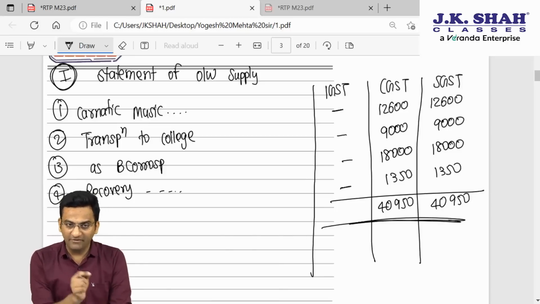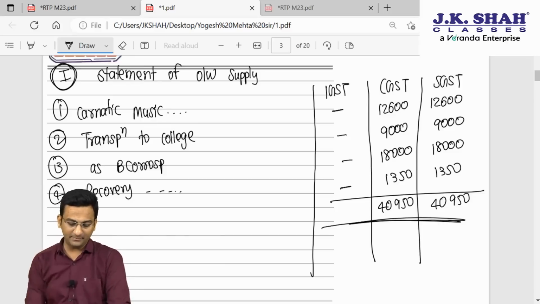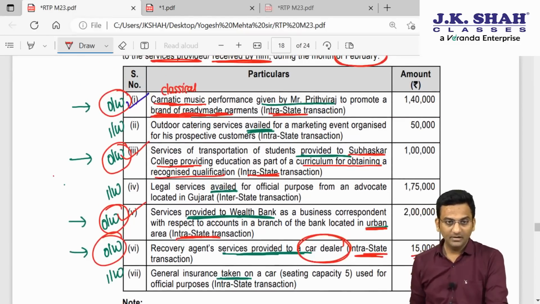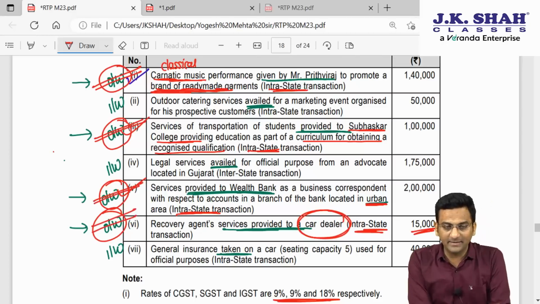Now what we'll do, we'll find out the tax on inward supply, and then we'll deduct inward supply from the outward supply and we'll get the net GST payable. So friends, coming back to the question, now only inward supply remains. We have finished the outward supply. Correct, friends? Now the inward supply.